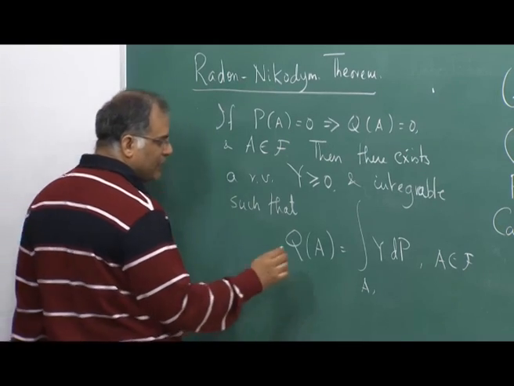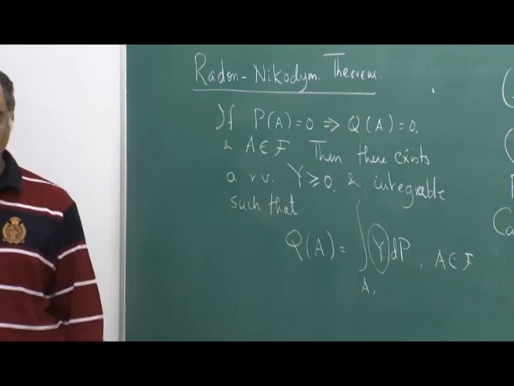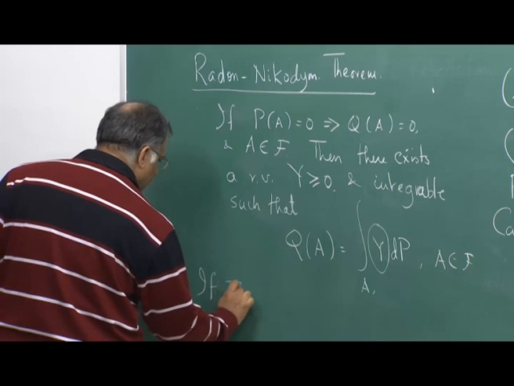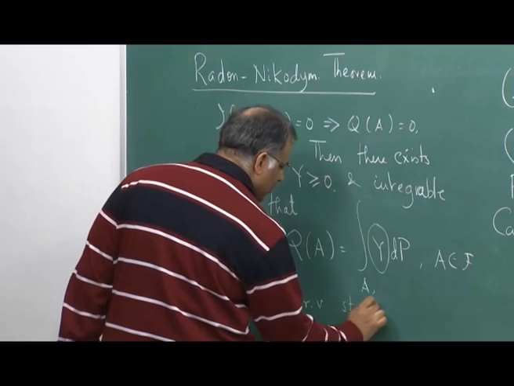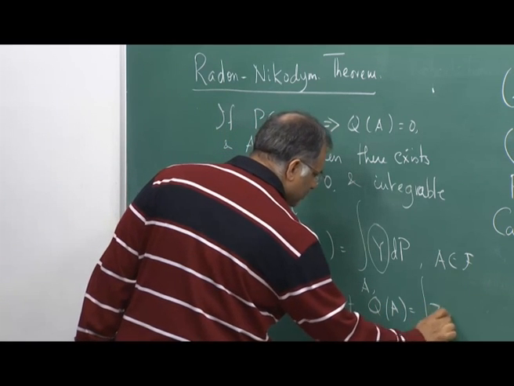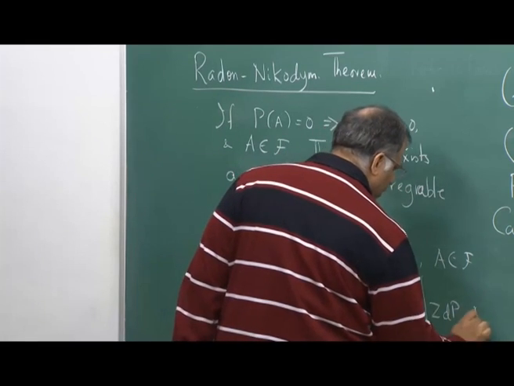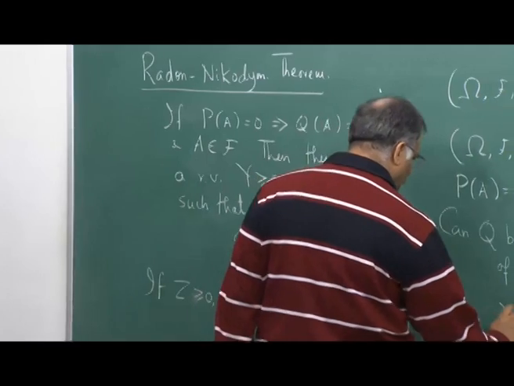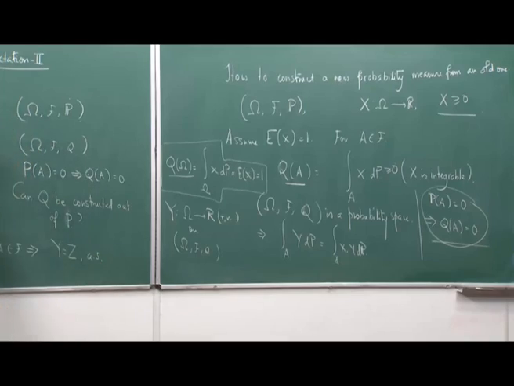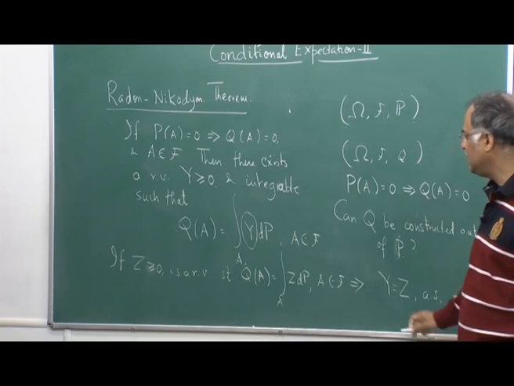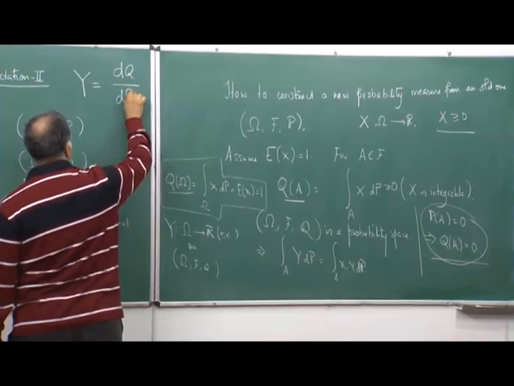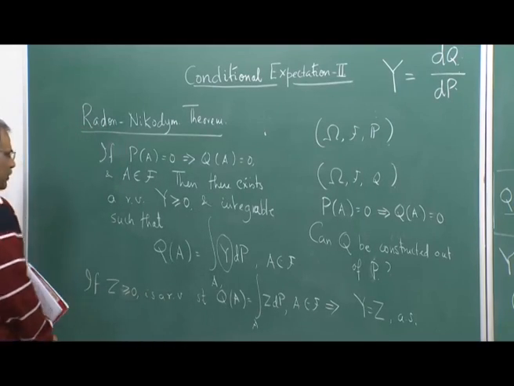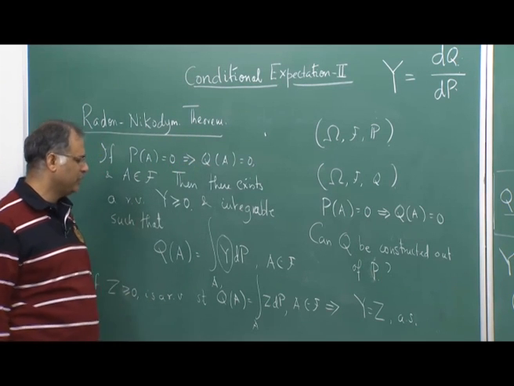Now, the interesting fact is that this is unique up to a set of measure zero. It says that if Z greater than or equal to 0 is a random variable such that Q of A can also be written like this for every A element of F, then it implies that Y is equal to Z almost surely, that Y and Z agree at every omega except on a set of omega of measure 0. So, this is essentially unique. This Y is usually written as dQ/dP, the Radon-Nikodym derivative of Q with respect to P, given P and Q are measures where Q is absolutely continuous with respect to P.